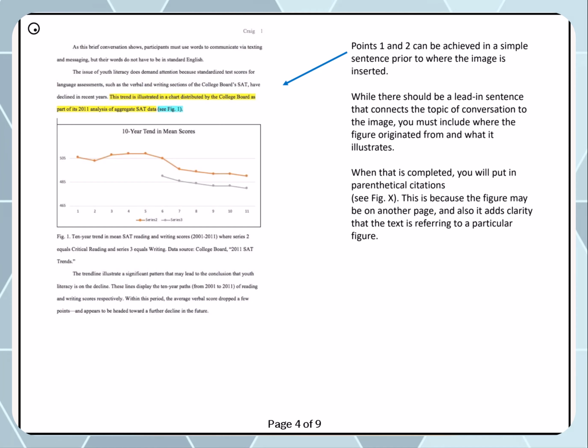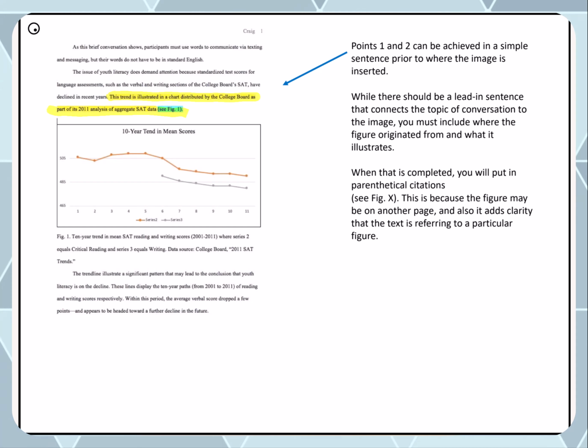Okay, so points 1 and 2. I'm going to go ahead and read the yellow highlight you guys see right here. And it says, this trend is illustrated in a chart distributed by the College Board as part of a 2011 analysis of aggregate SAT data. And then in parenthetical citation it says see fig. 1. Notice that the F in fig is capitalized, and then it's abbreviated, and then space 1. So that means see figure 1, but we don't spell out figure.